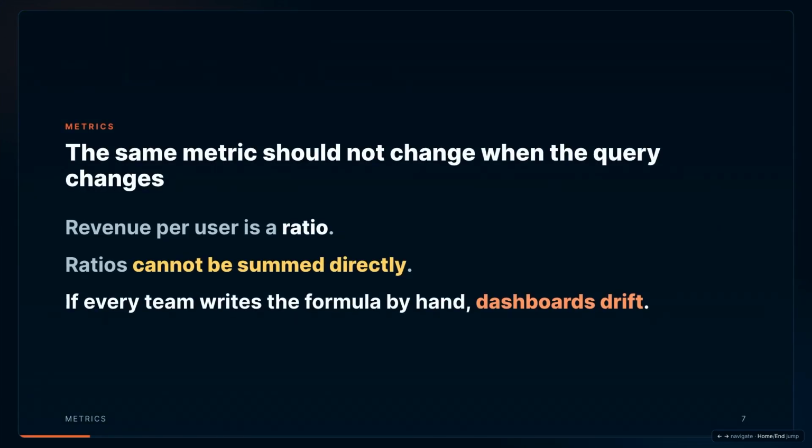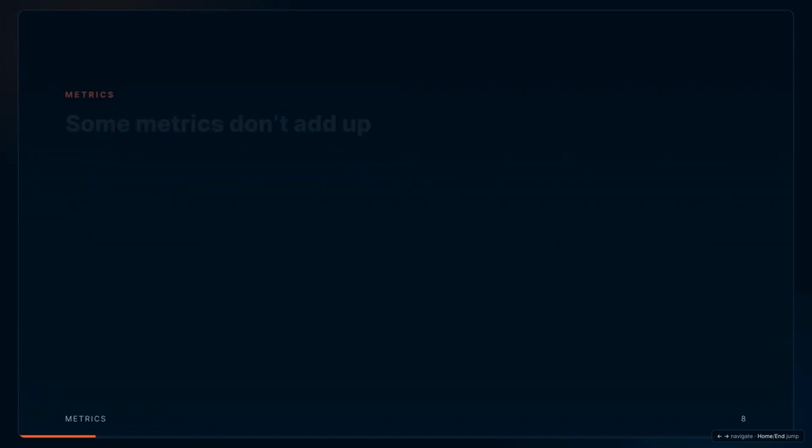So the problem, in plain words: revenue per user is a ratio. A ratio cannot be summed directly. You cannot average them across the groups and get the right answer. So when every team writes a formula by hand, the dashboards drift apart. Same metrics, different numbers. Let me show how it breaks.